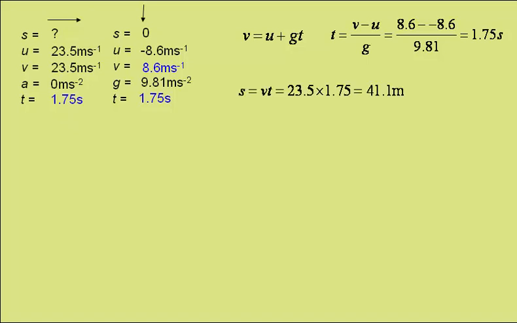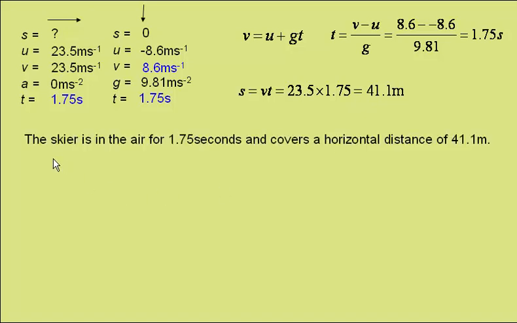And finally, using displacement is equal to velocity times time to find the horizontal displacement, I can use 23.5 for the velocity times 1.75 seconds for the time, giving a horizontal displacement of 41.1 meters. Summing up, the skier is in the air for 1.75 seconds and covers a horizontal distance of 41.1 meters.